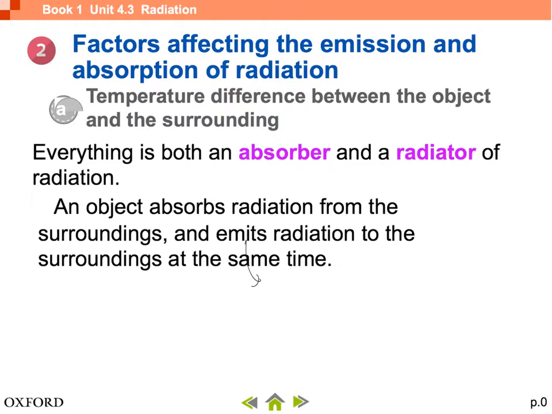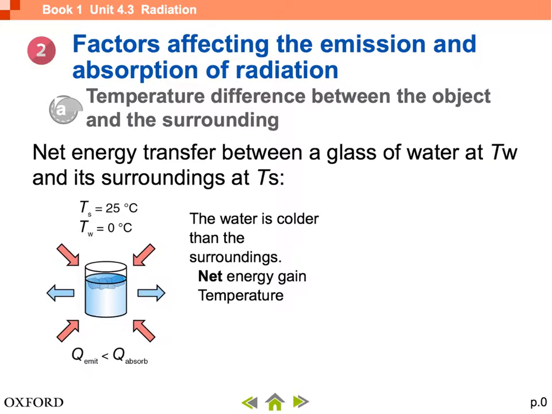Emits means gives out or radiates radiations to the surroundings. So consider a cup of icy water. If you see the melting ice floating above the water surface, we know that the surface of the water has a temperature of 0 degrees Celsius, while it is in room temperature of 25 degrees Celsius.